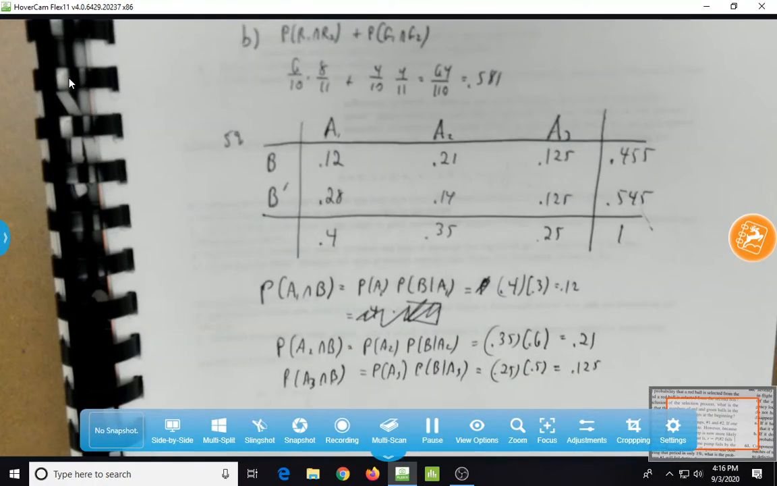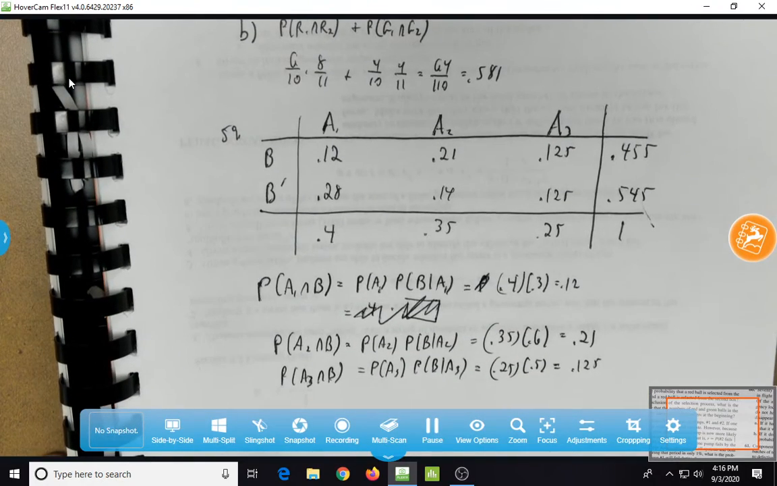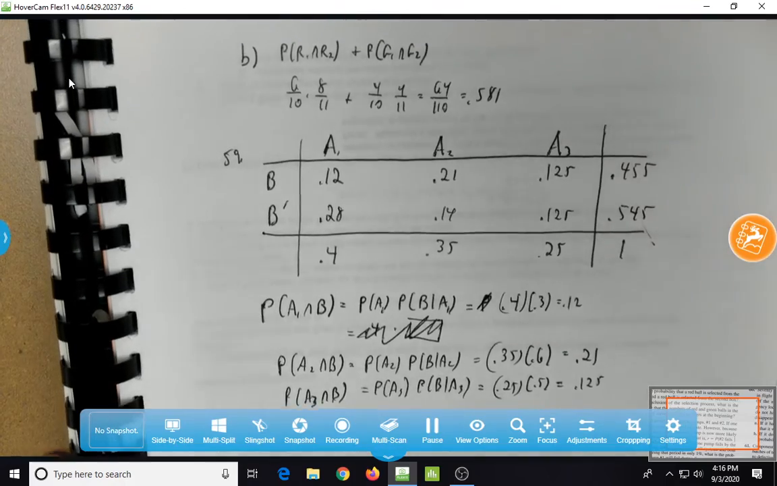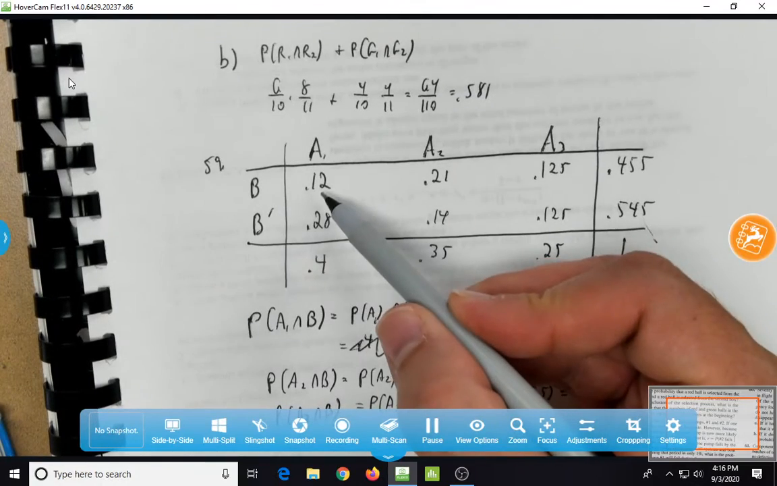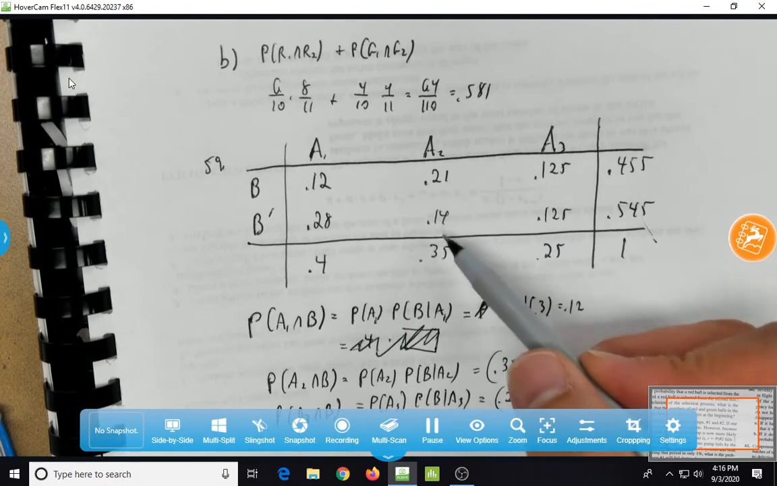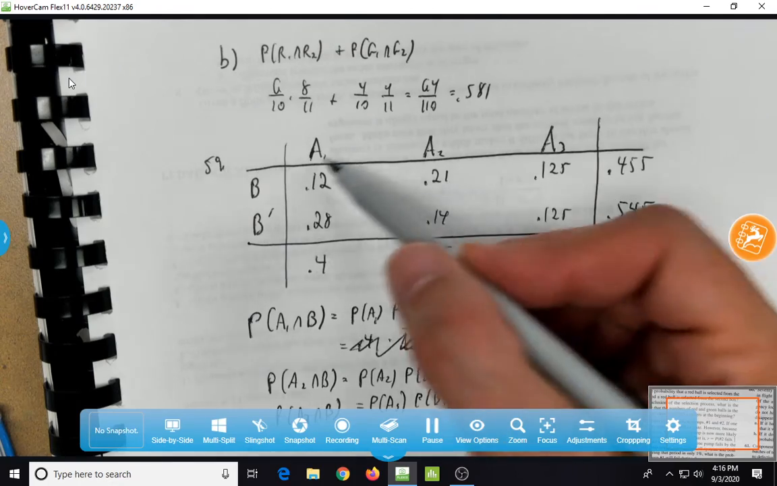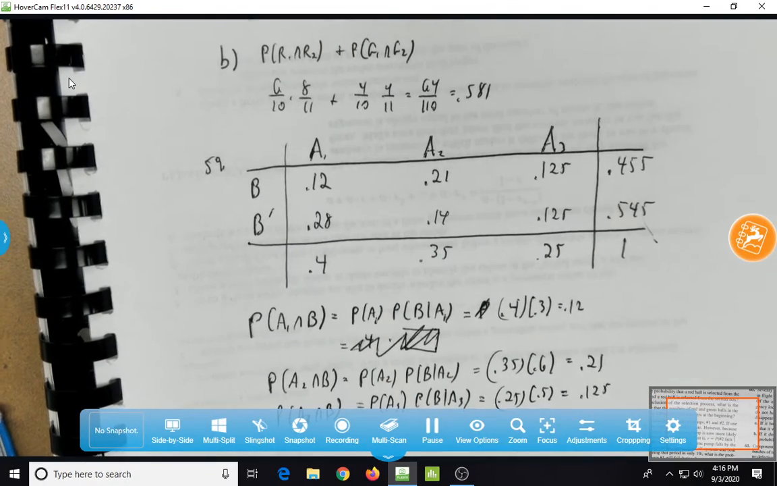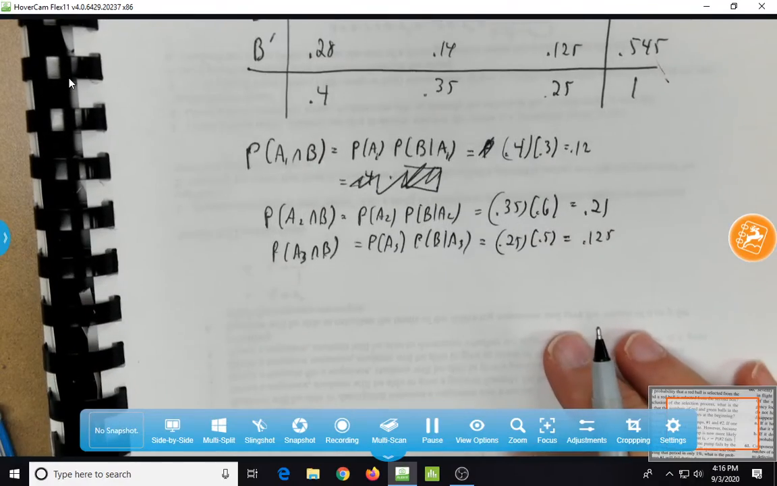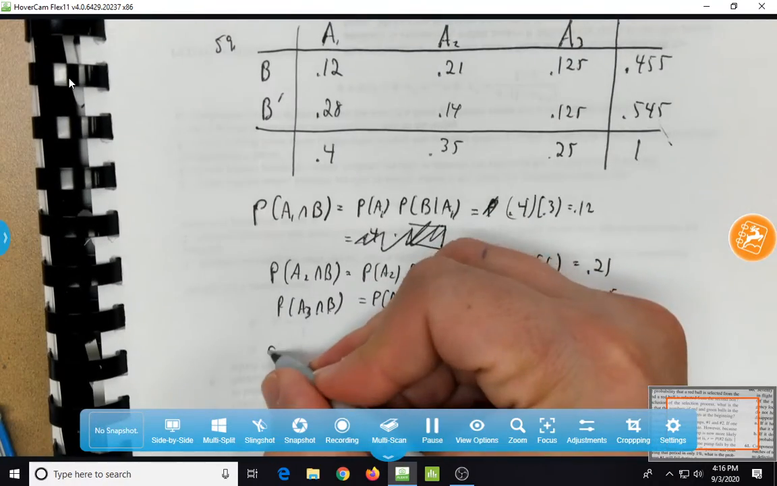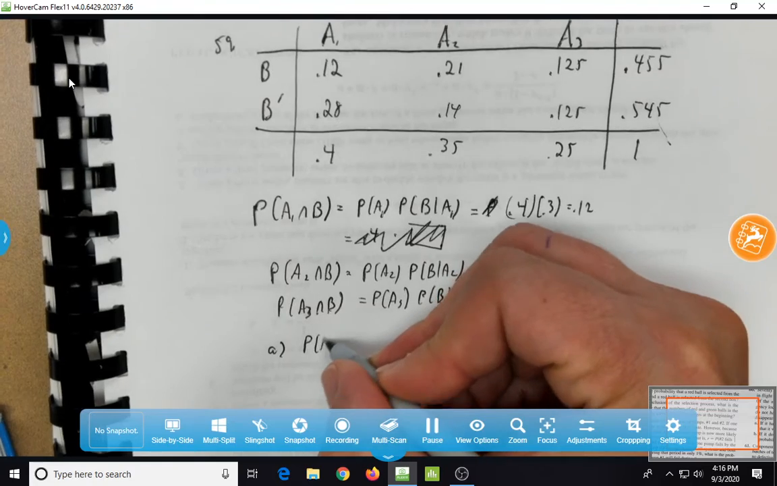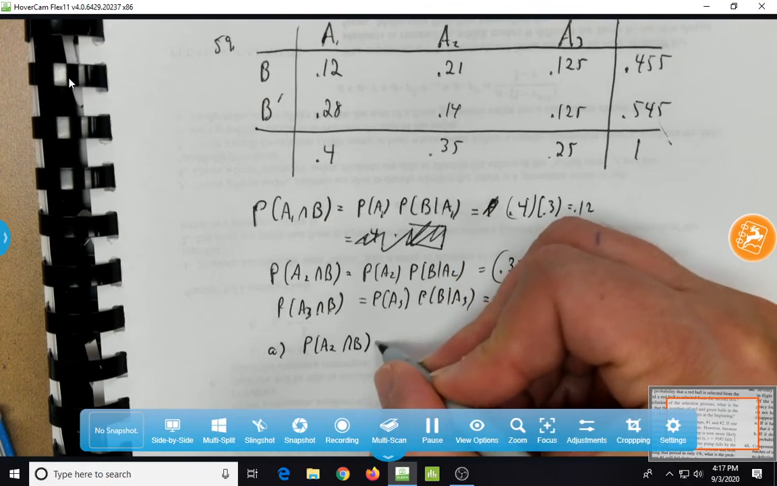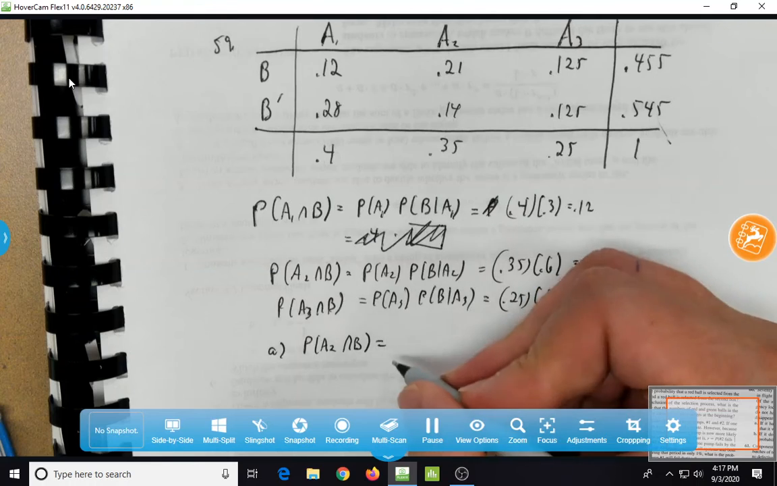So once I have this chart, I'm already able to answer the questions because the chart is easy for me to read. Just as a reminder, this is A1 intersect B, this is A2 intersect B, this is A2 intersect B complement. These are all intersections. So question A asks, what's the probability the next customer will request plus gas and fill the tank? So what's the probability of A2 intersect B? I go to A2, B, and I get 0.21.